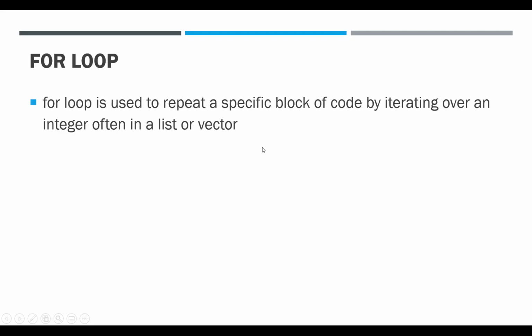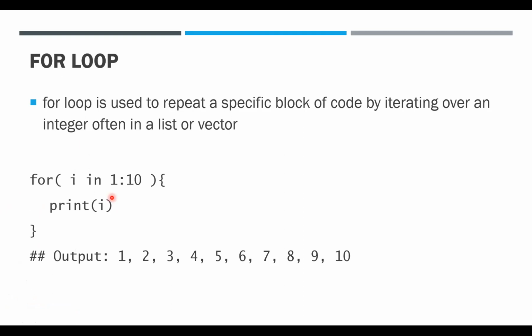Okay, so a for loop is very common. It's probably very widely used. It's very easy to write and very useful. A for loop is used to repeat a specific block of code by iterating over an integer, often in a list or vector. So this is what a for loop looks like.